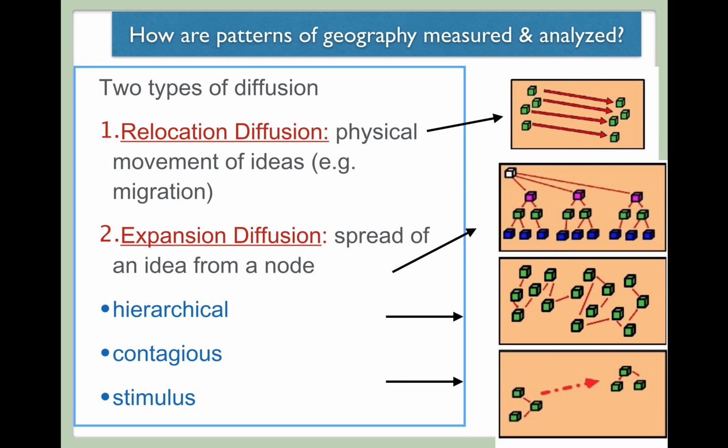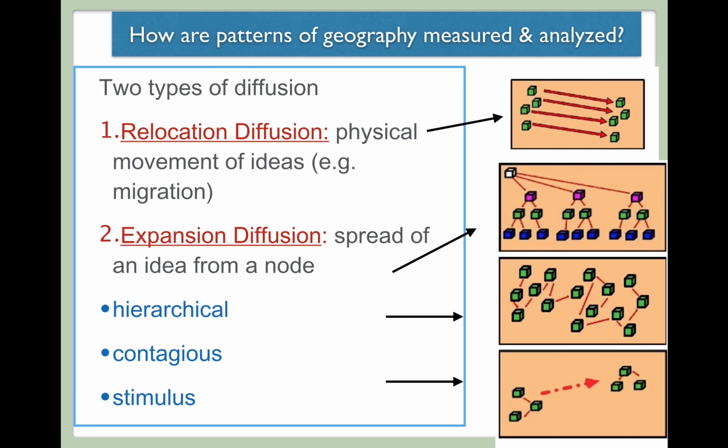Now the second one is a little bit more complicated. The second category is called expansion diffusion. So this is when one idea comes from a node. If you don't know what the word node is, please throw that on the left-hand side. A node would be the point of origin, the beginnings of something.